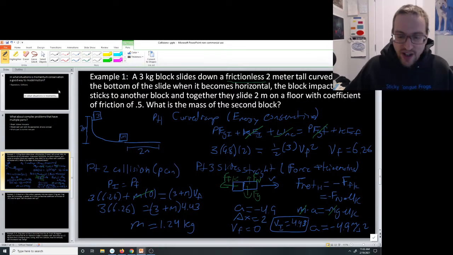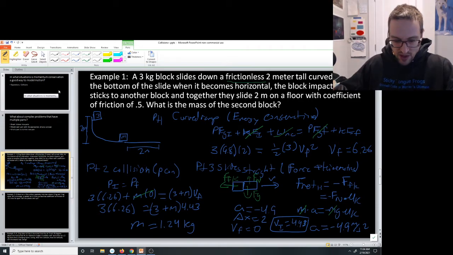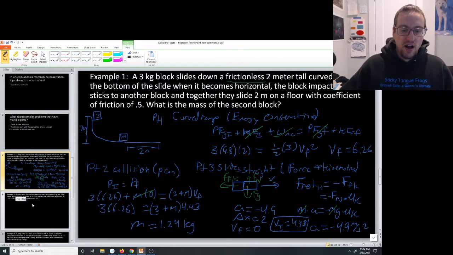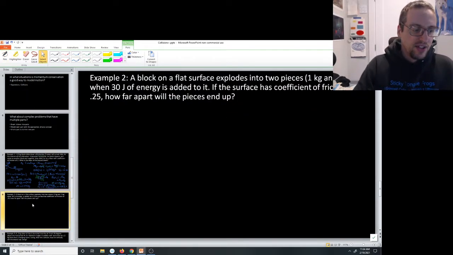Right, so we got some more examples of collisions with other stuff happening. I call them collisions plus, but really this is just the multi-part problems. This was example one, right? We're gonna do the next three examples just to give you some more ideas of what we can look at here.